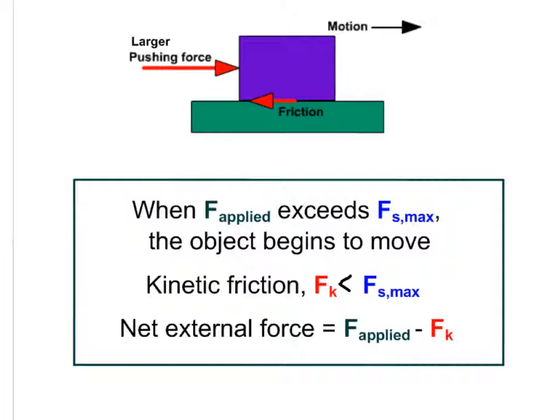Kinetic friction is the frictional force on an object in motion. So that is what the kinetic friction is, and it is smaller than our maximum force of static friction. We can now look at our net external force, at least in this diagram, in the horizontal direction, as equal to the applied force minus the force of kinetic friction.